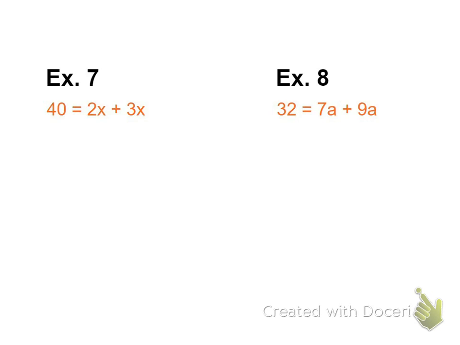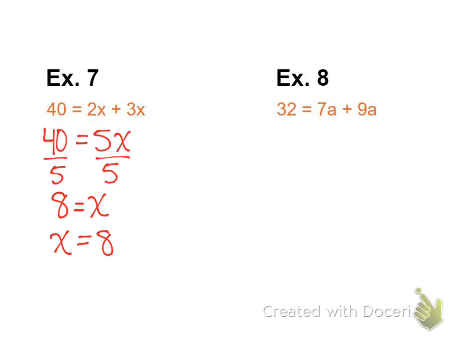How can we simplify number 7, Hunter? You combine like terms together. And what do we get? 5x. Okay, so we have 40 equals 5x. Don't you divide it by 5 now? Now we're ready to start doing our inverse operations. So we divide both sides by 5. What do we get? 8 equals x. If you want to write it as x equals 8, either one of those is fine with me.